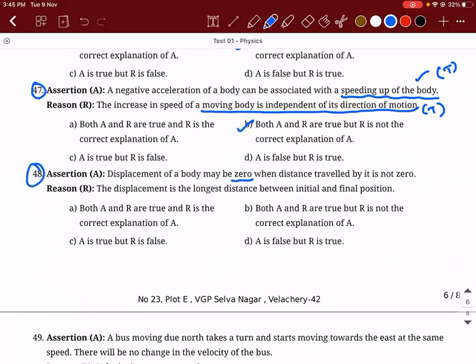Next one. Displacement of an object may be zero when distance traveled by the object is not zero. Obviously true. The displacement is the longest distance between the initial and the final point. False. So A is true, R is false.